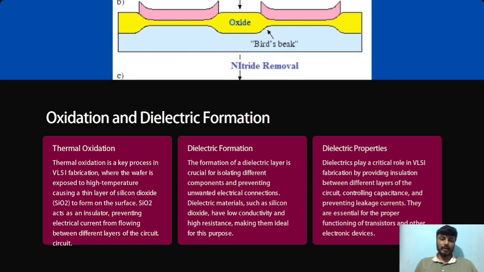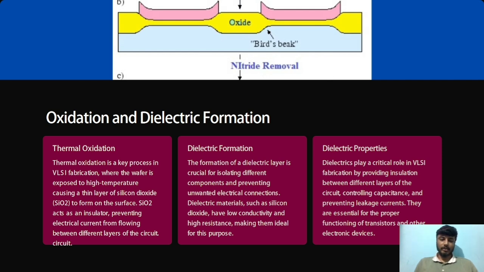Oxidation and dielectric formation. Thermal oxidation. Thermal oxidation is a key process in the VLSI fabrication, where the wafer is exposed to high temperature, causing a thin layer of silicon dioxide to form on the surface. The silicon dioxide acts as an insulator, preventing the electrical current from flowing between the different layers of the circuits.